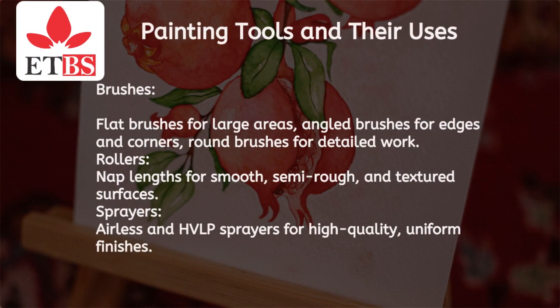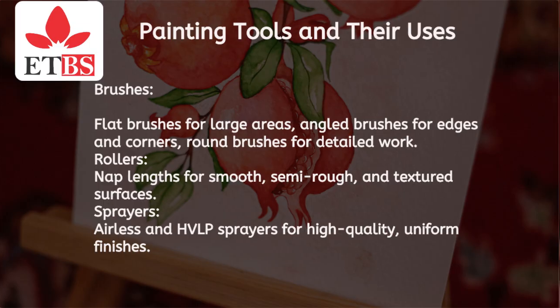2. Painting tools and their uses. Brushes: flat brushes for large areas, angled brushes for edges and corners, round brushes for detailed work. Rollers: nap lengths for smooth, semi-rough and textured surfaces. Sprayers: airless and HVLP sprayers for high-quality uniform finishes. Spatulas and putty knives for filling cracks, smoothing surfaces and applying textures.